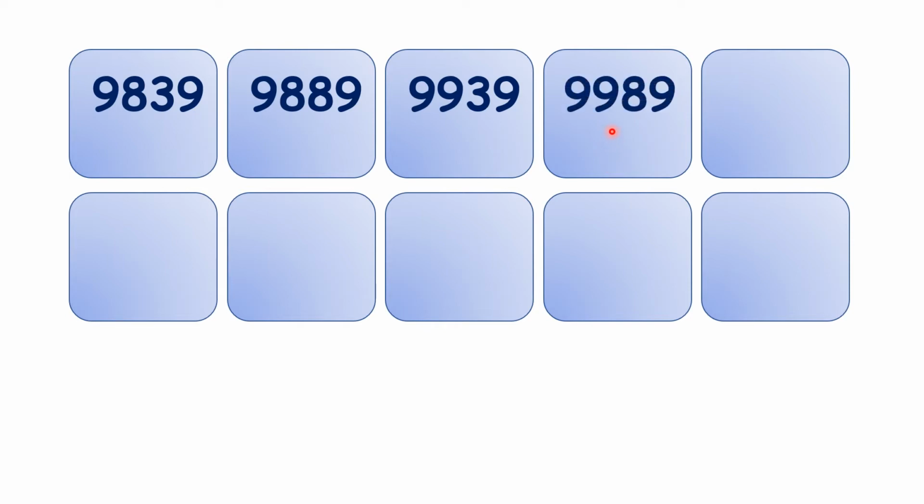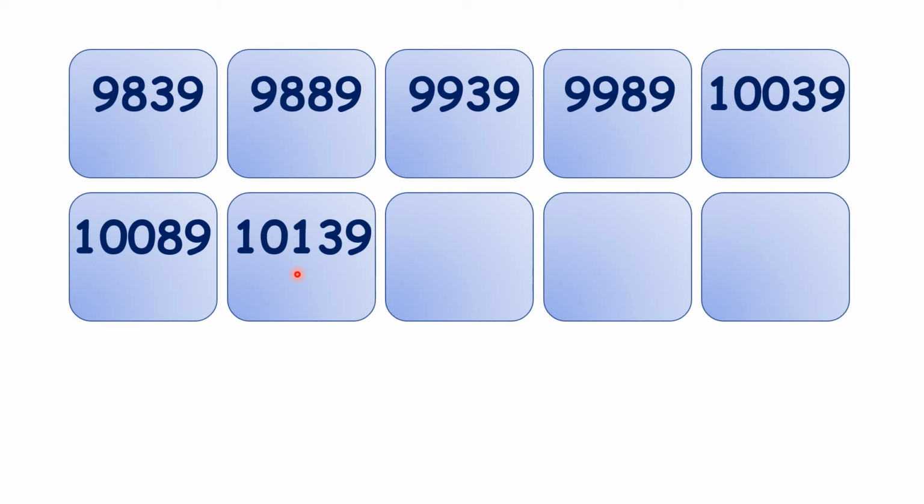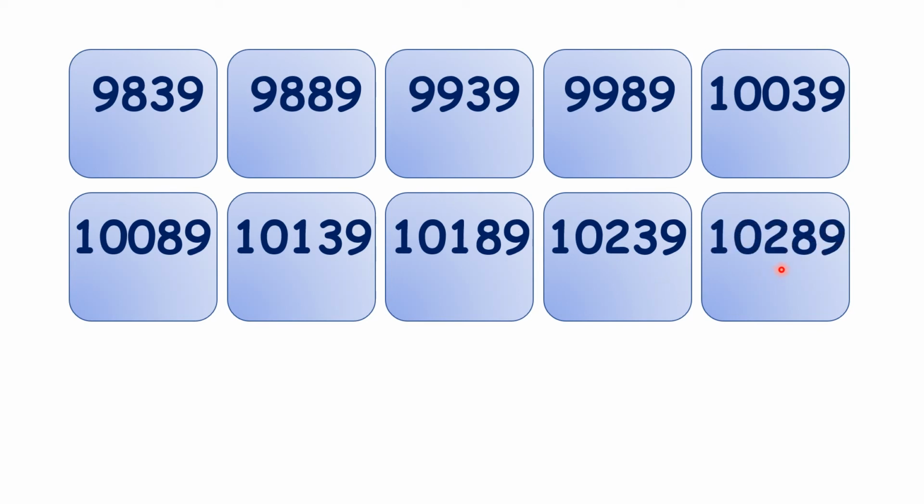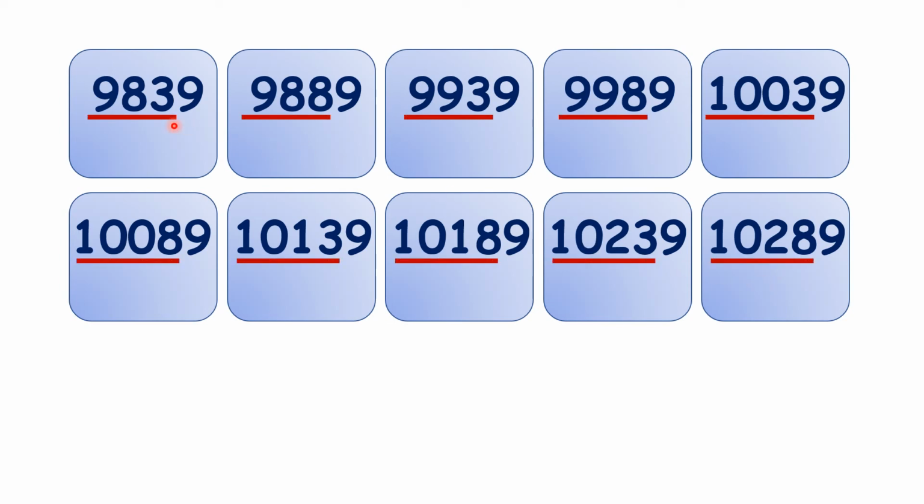We have 9,989, 10,039, 10,089, 10,139, 10,189, 10,239, and 10,289. And again, we can see how counting up in steps of 50 is similar to counting up in steps of 5.